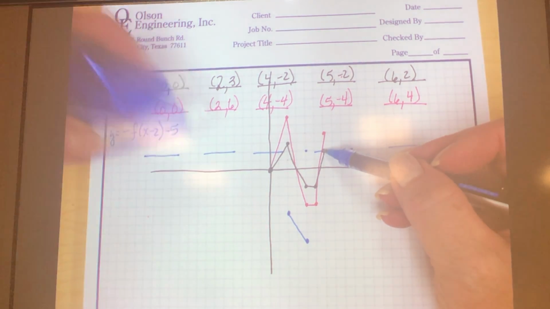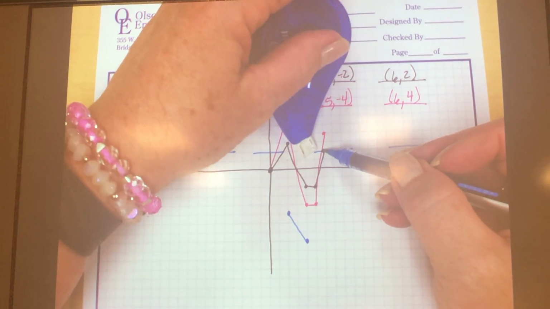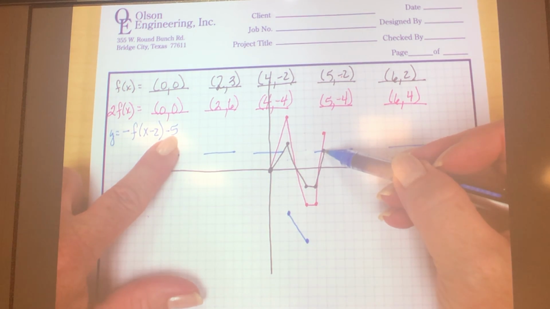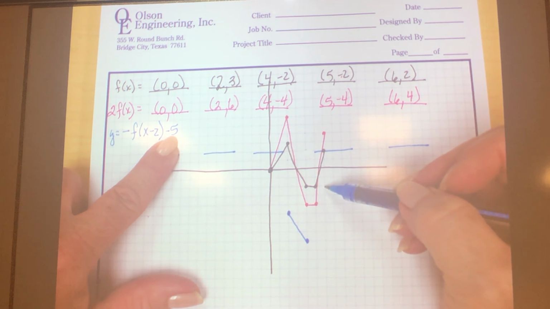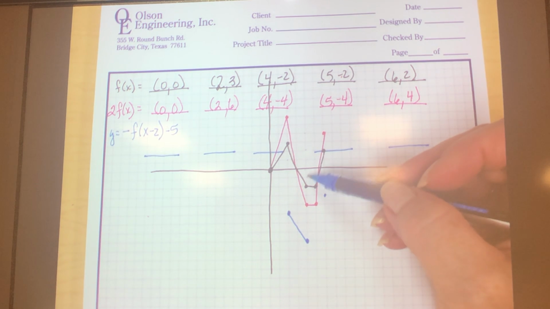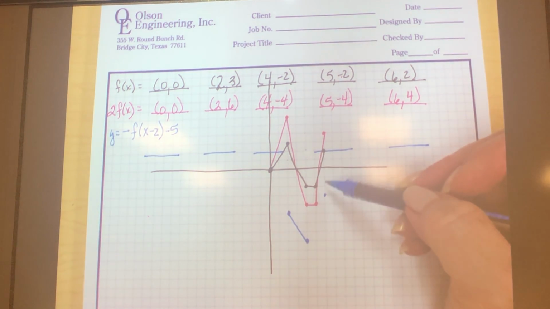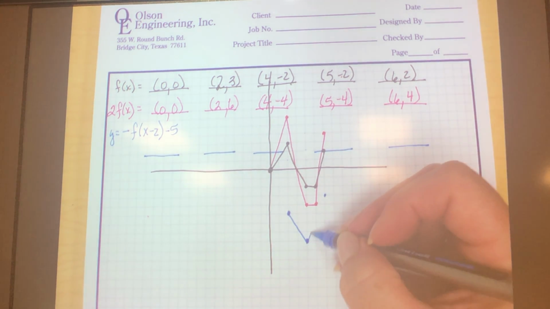I didn't mean to make that dot. I don't know if I can do it left-handed. Wow, so talented.